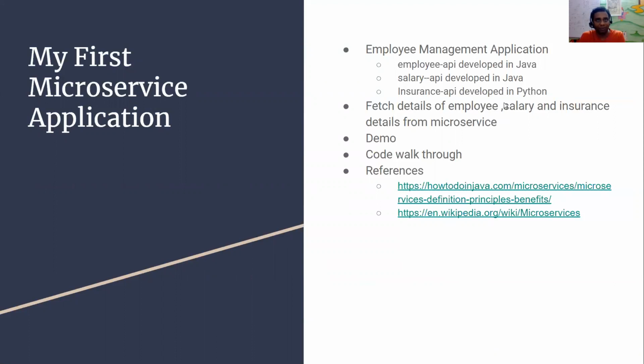I didn't develop a UI as I showed there, and I didn't develop an API where a microservice communicates with another service. We are going to cover that in further sessions. So all we are going to do is call an employee microservice and get employee details, call the insurance microservice and get insurance details, and call the salary microservice and get salary details. I'll go through a demo and walk through.